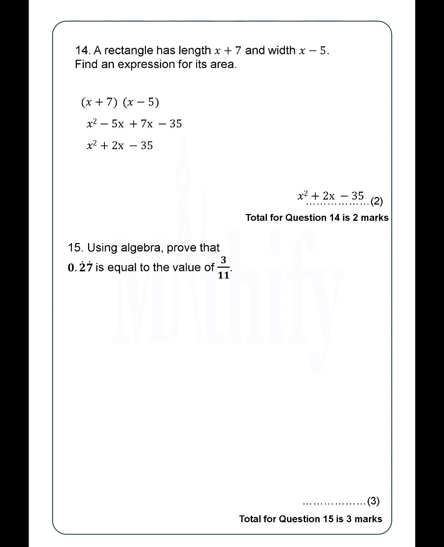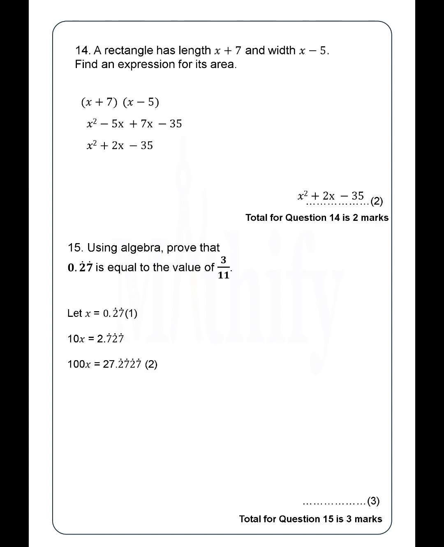Question 15. Use algebra. Prove that 0.27 recurring is equal to the value of 3 out of 11. This topic is recurring decimals. Step number 1. Let x equal 0.27 recurring. Now, if the two digits are repeated constantly, we multiply by 100. So 10x is equal to 2.72 recurring, which is not matching with x. So if you multiply by 100, 100x is equal to 27.27 recurring.